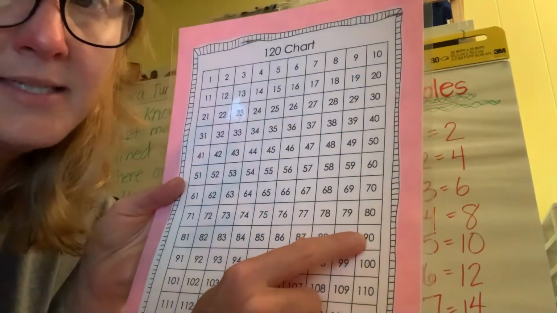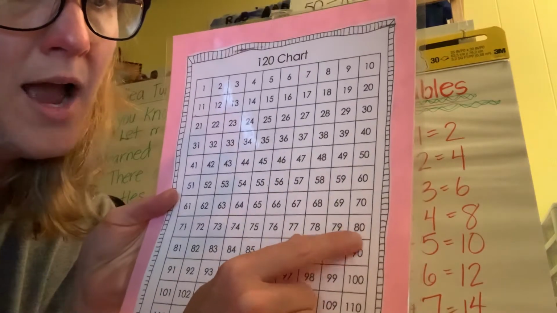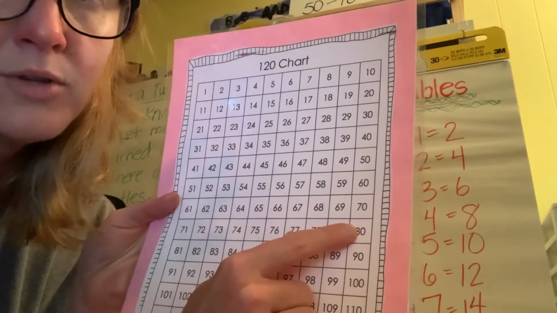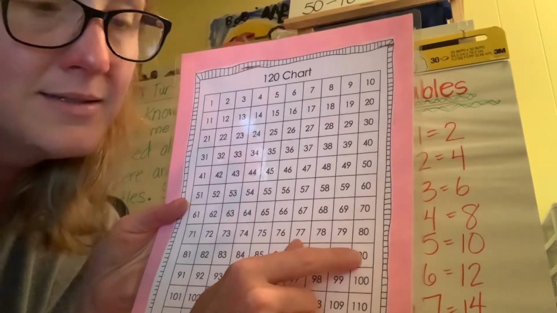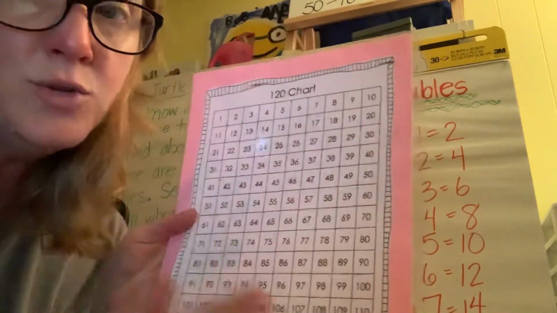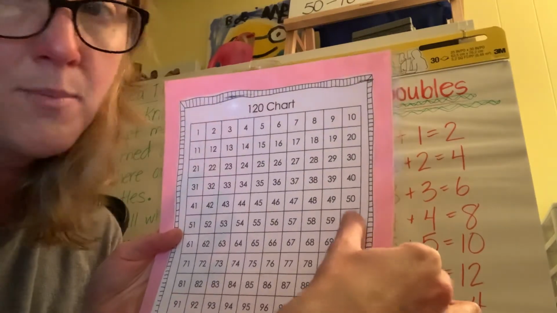And I wanted to subtract 10. If I'm subtracting, I'm going up. I'm going backwards on this number, this 120 chart. So 90 minus 10 would be 80. So when I'm subtracting using my chart, I'm looking in this column and I'm going up when I'm subtracting.